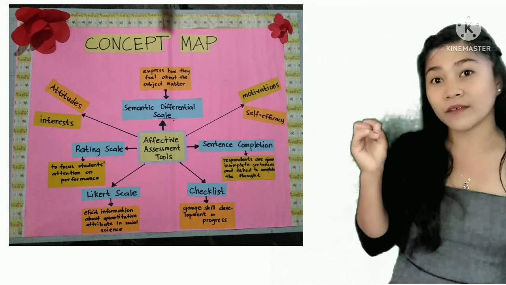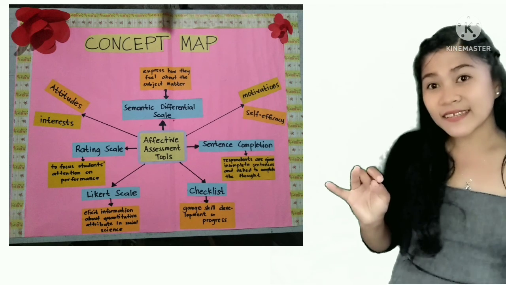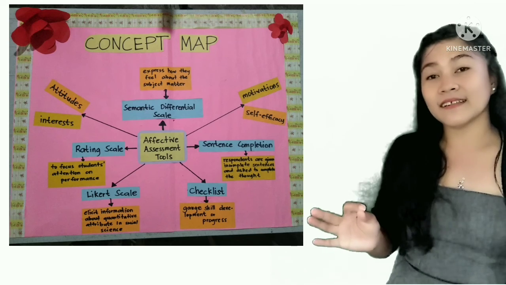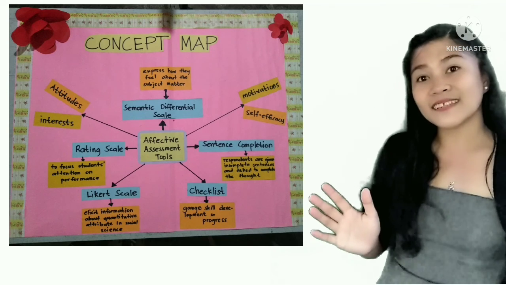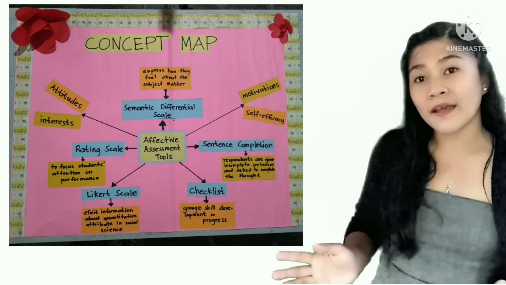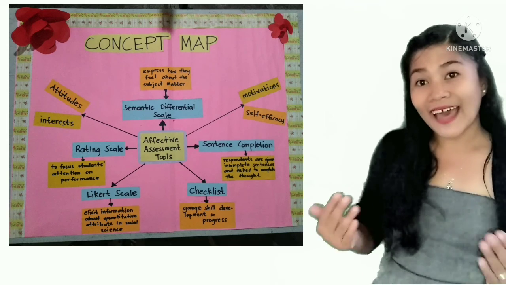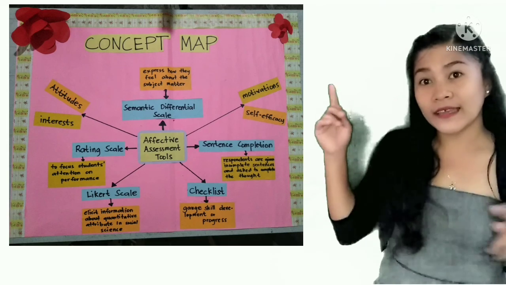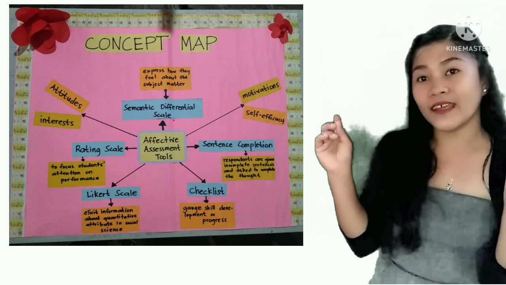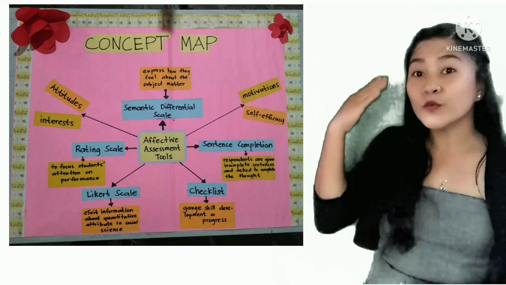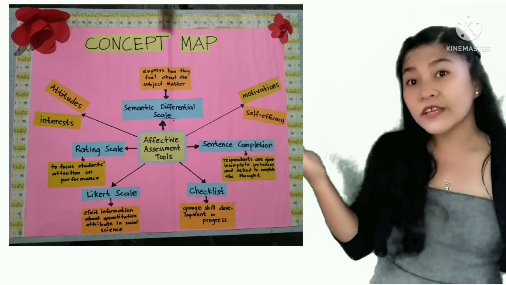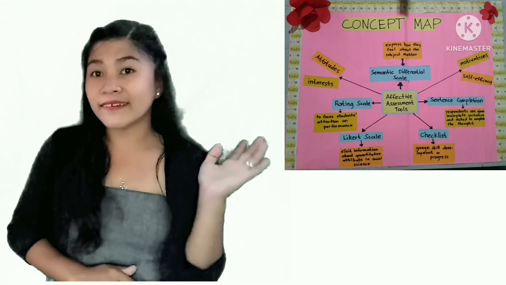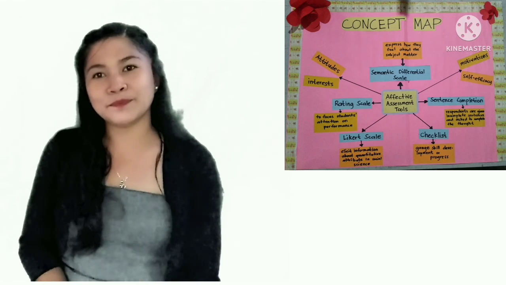So number 1, we have checklist, rating scale, Likert scale, semantic differential scale, and the sentence completion. So these affective assessment tools help you. So I put in here the purpose, which is to assess the students' attitudes, beliefs, interest, motivation, and even their self-efficacy.